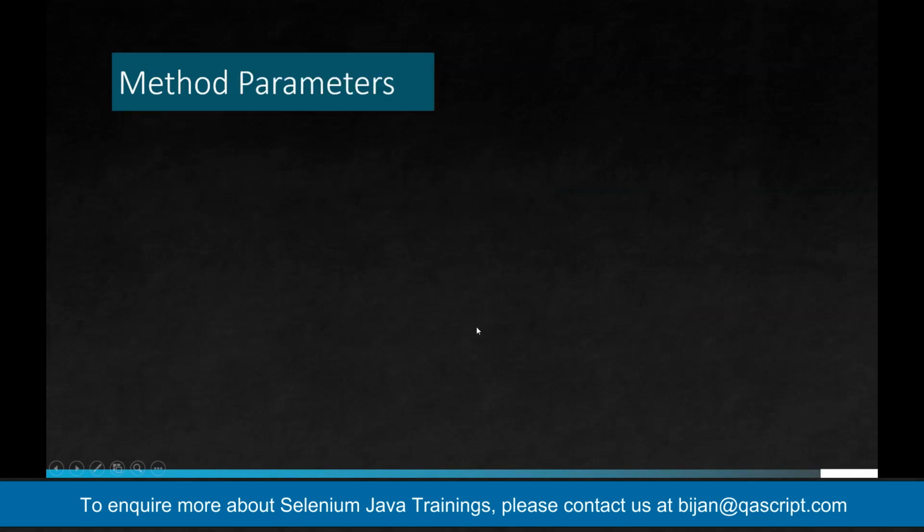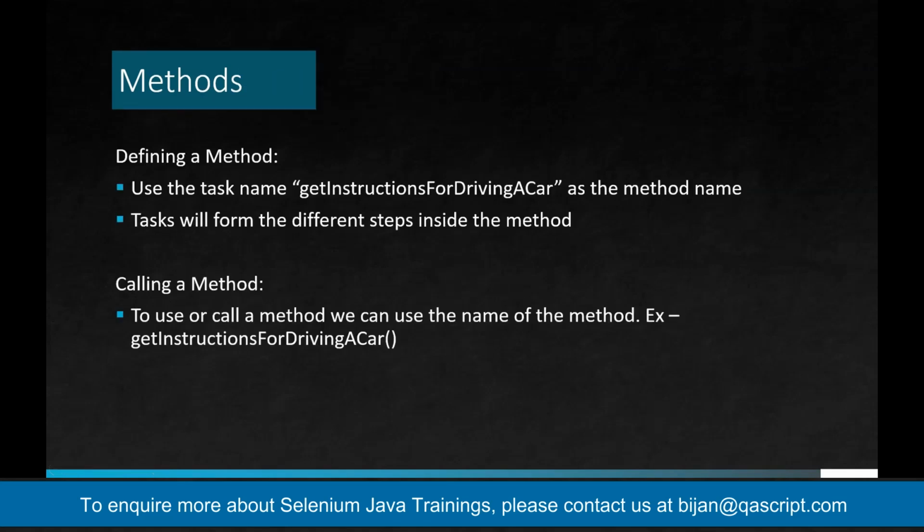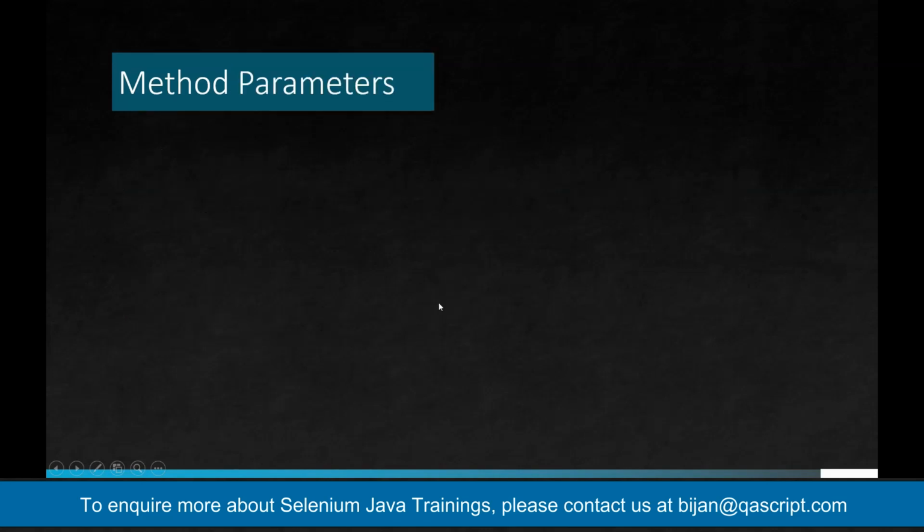Now coming to parameters. If you see this method, the brackets here are empty, so this method has no parameters. It is a method which has no parameters, but methods could have any number of parameters.